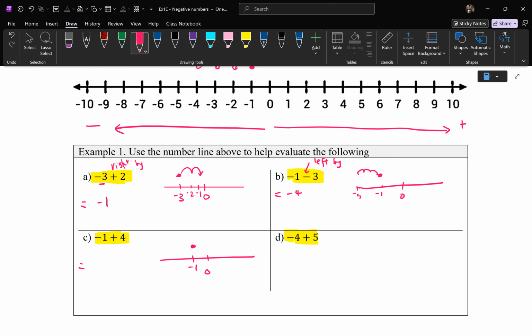Positive. Positive, because there's so little negative. By the time I move 4 units across, I'm going to be at the positive side. So I already know the answer has to be positive. But how much? Where am I at? Some students still need to do the hops, and that's okay. So here we go. Let's do the hops.